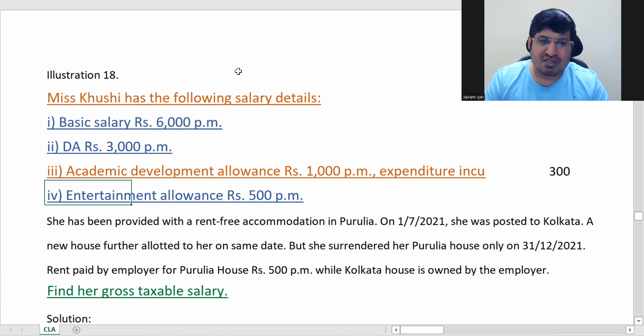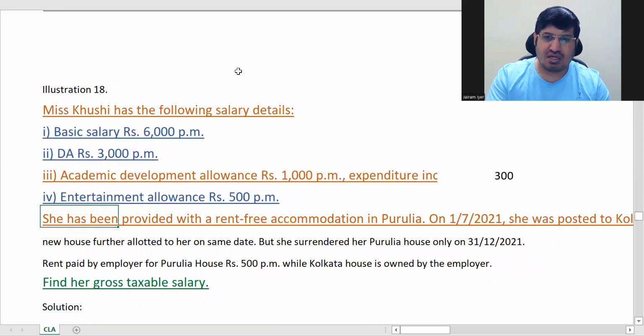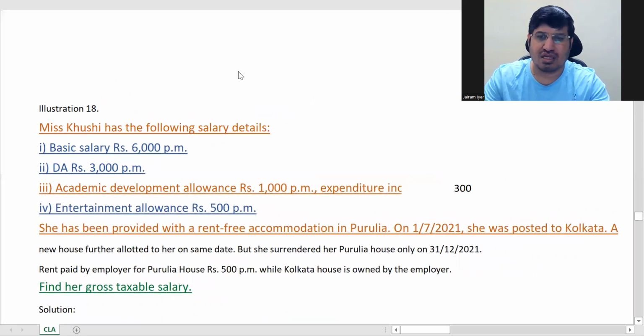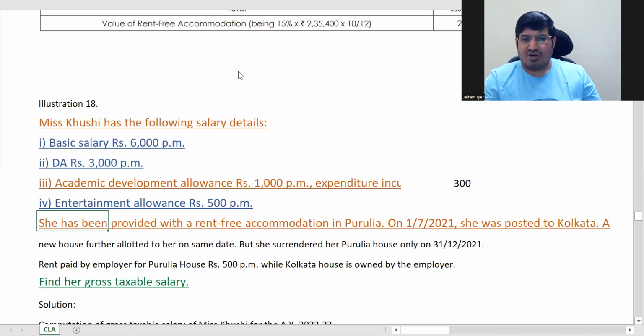Then here, she has been provided with a rent-free accommodation in Purulia. Okay. On 1-7-2021, she was posted to Kolkata. So that means from 1-4 to 1-6, she is in Purulia. And on 1-7, she was posted to Kolkata. April, May, June, 3 months she was in Purulia.